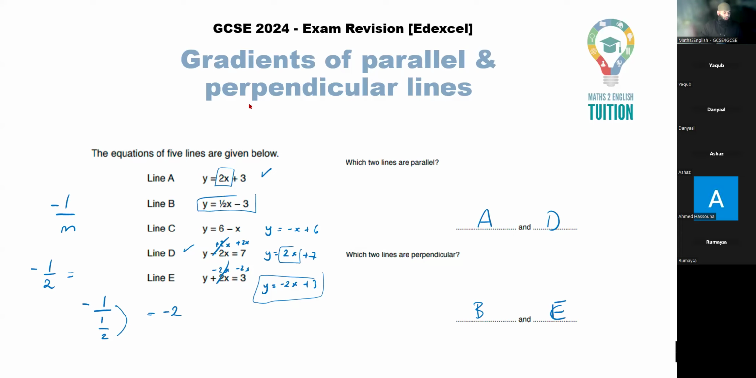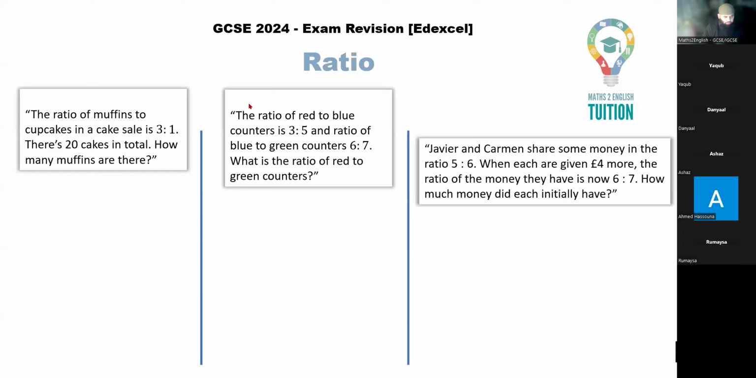Okay, ratios. So for example, it says the ratio of muffins to cupcakes in a cake sale is 3 to 1. Okay, there are 20 cakes in total. How many muffins are there? So muffins to cupcakes. Okay, so M. So I can write M and C over here. So the total, 20 cakes, is equal to 4 parts. Okay, so for 1 part, I need to just divide it by 4. Divide this by 4, and that's going to give me 5 cakes.